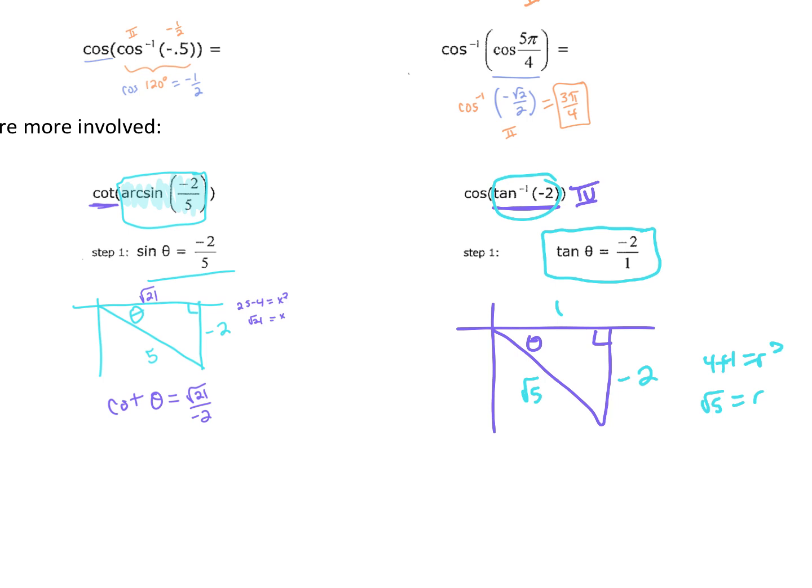And now what it's really asking us to do is figure out what the cosine of theta is. We don't know what the angle measure is, but we do know that the cosine is going to be 1 over the square root of 5, which gives us root 5 over 5 when we rationalize that.